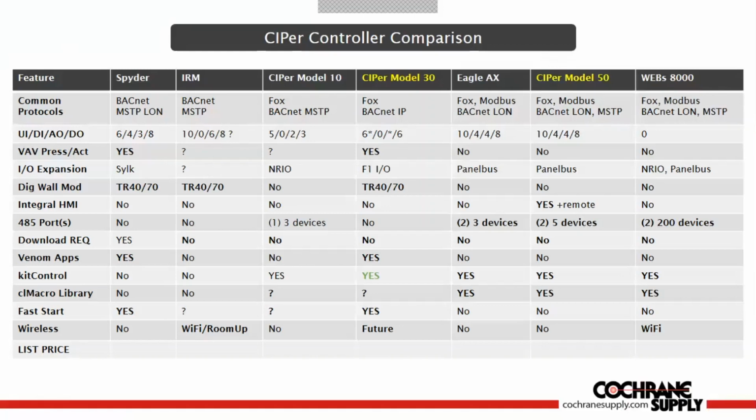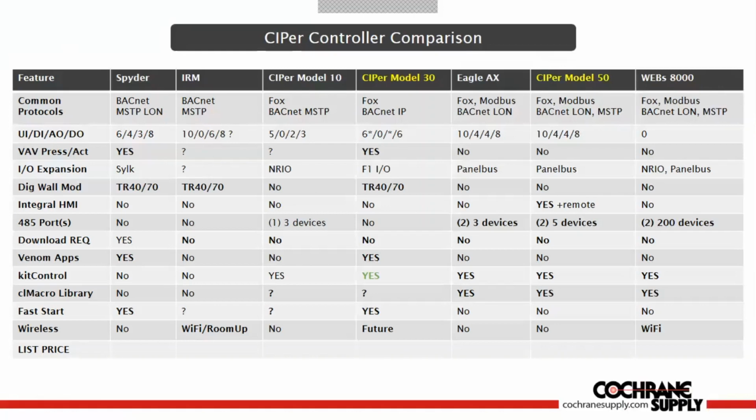The middle one here in the yellow heading is the CIPer Model 30. Some of you may have heard this. That had the engineering development name of F1. We have the former Eagle AX product, and then we have the CIPer Model 50, which we're focusing on today.